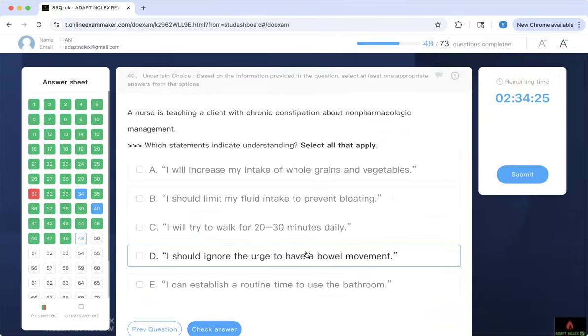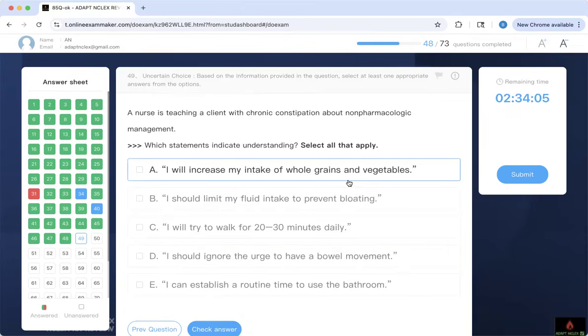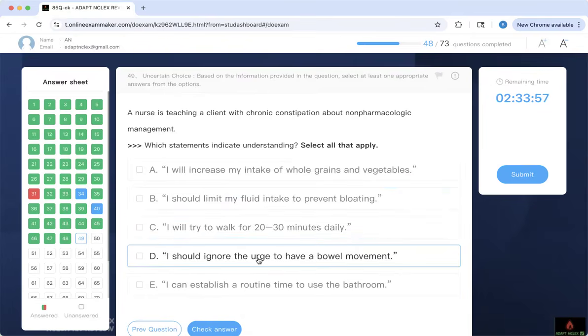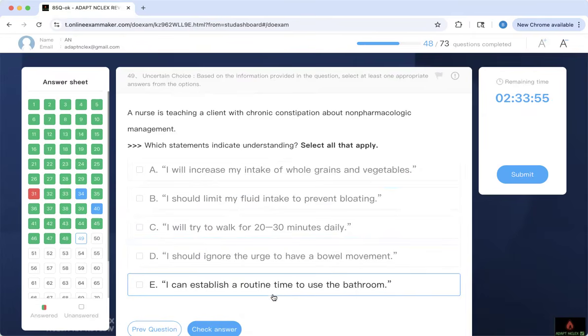Hygiene. Which statement indicates understanding of what? And this is teaching a client with chronic constipation about non-pharmacological measures. So you've got to know non-pharmacological ways of preventing constipation. No medication, just changing what? Physical activity and other things. I will increase my intake of whole grain and vegetables. I should limit my fluid intake to prevent bloating. I will try to walk 20 to 30 minutes daily. I should ignore the urge to have a bowel movement. I can establish a routine time to use the bathroom. Non-pharmacological.